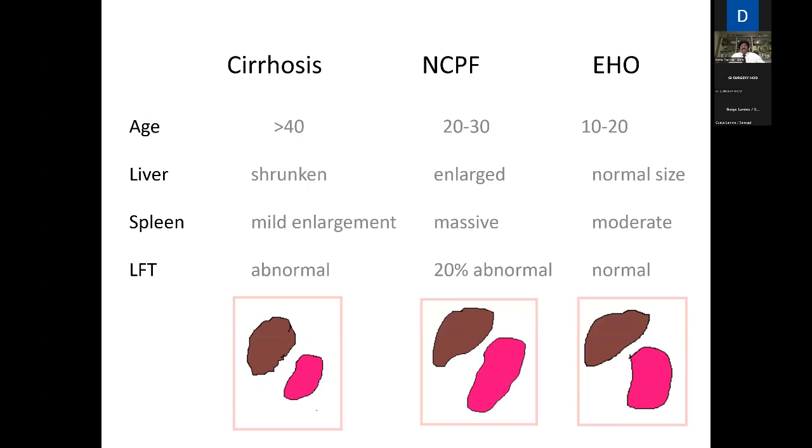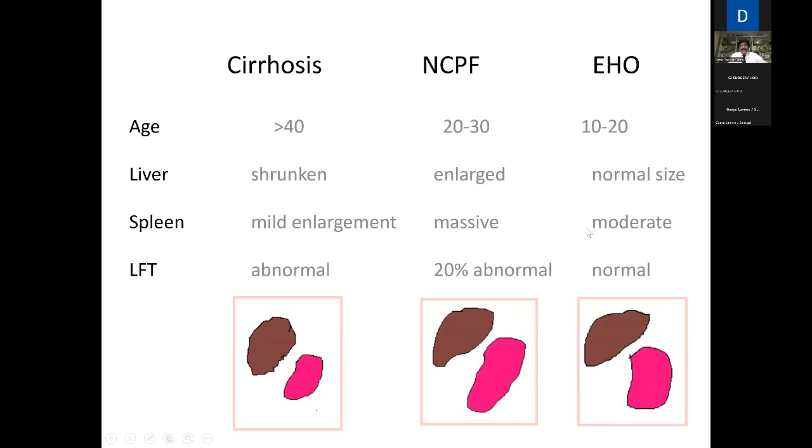So how do you clinically assess and come to some conclusion whether a patient who comes with a GI bleed is a cirrhotic, or a patient with non-cirrhotic portal fibrosis, or extrahepatic obstruction? If the age group is 10 to 20, it's likely to be extrahepatic portal vein obstruction because they're seen in children. Cirrhosis is usually not seen in this age group.